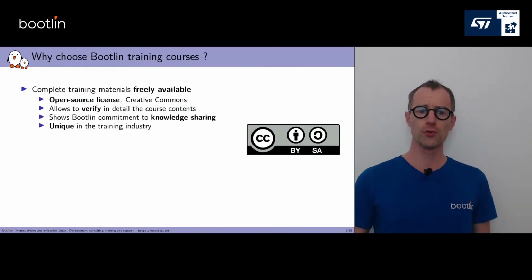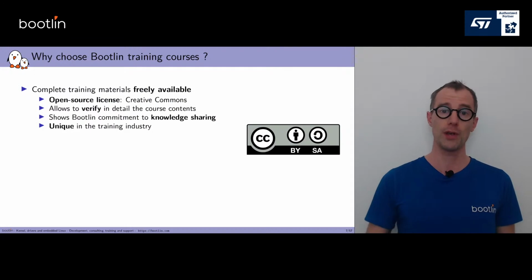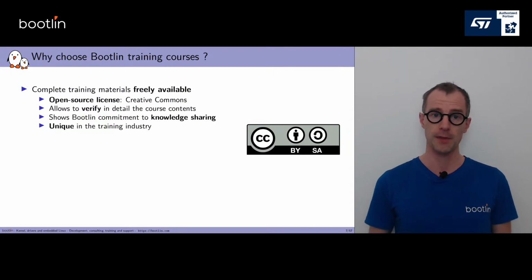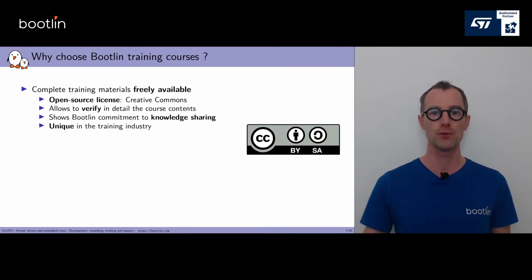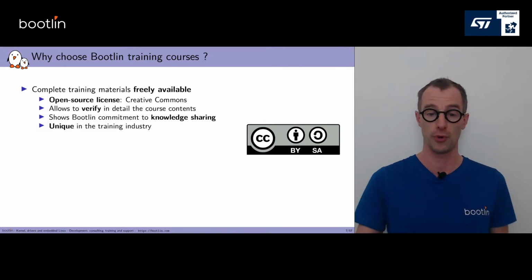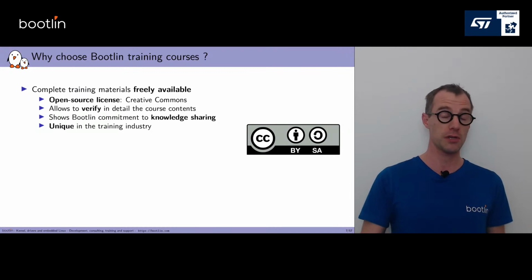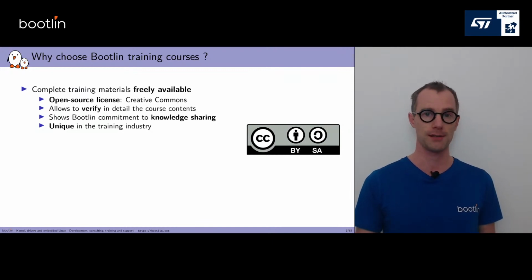So why would you choose the training courses from Bootlin? We have a few things that make them quite unique. The first and probably most important thing that makes them quite unique is the fact that all our training materials are freely available. We deliver them and distribute them under an open source license, the Creative Commons BY-SA license, which allows everybody to read and use and reuse those training materials freely. It allows everybody to verify in detail the contents of the course before maybe purchasing our course, but it also allows everybody without purchasing our course to access all this knowledge.